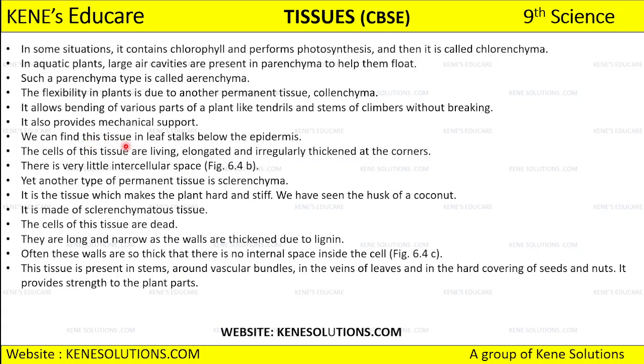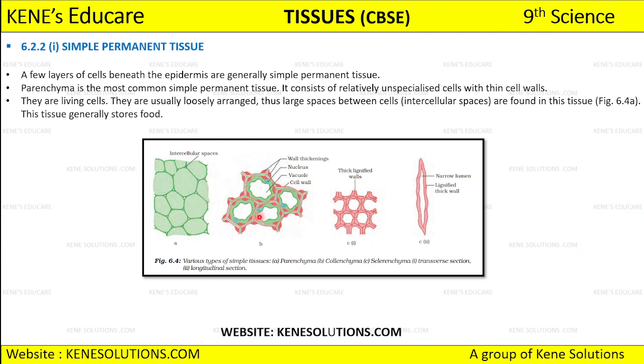Okay, so we can find this tissue in the leaf stalks, present below the epidermis. तो हमें collenchyma कहाँ पे मिलेगा? You will find this collenchyma below the epidermis in the leaf stalks, and the cells of this tissue are living, elongated, and irregularly thickened at the corners. collenchyma के cells कैसे होते हैं? collenchyma के cells are living cells, they are elongated, and you will see that they have an irregular thickening at the corners, and there are very little intercellular spaces. Almost कुछ भी intercellular space नहीं है, बहुत कम intercellular space exist करता है between this collenchyma.